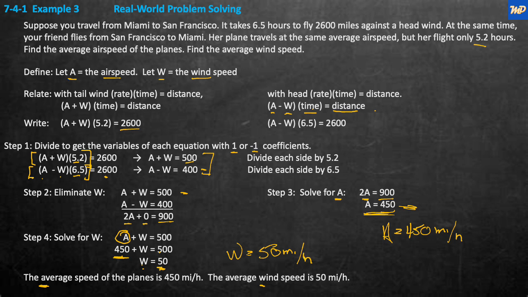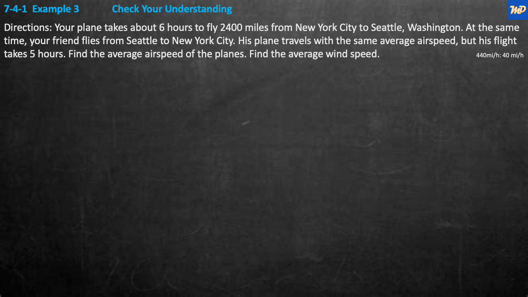Okay? Good. Okay, example 3, check your understanding. Your plane takes about 6 hours to fly 2,400 miles from New York to Seattle, Washington. At the same time, your friend flies from Seattle to New York. His plane travels with the same average speed, but his flight is an hour shorter. Find the average airspeed of the planes and find the average wind speed. Go ahead and pause the video, please. Try this, and then when you come back, we'll do it together.